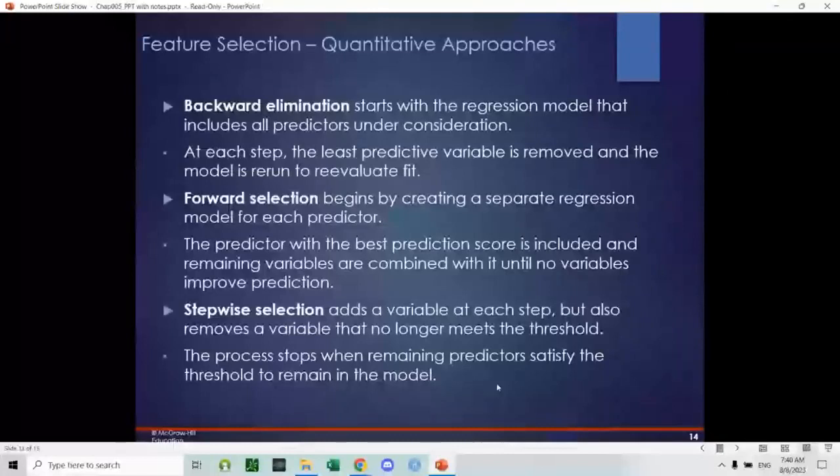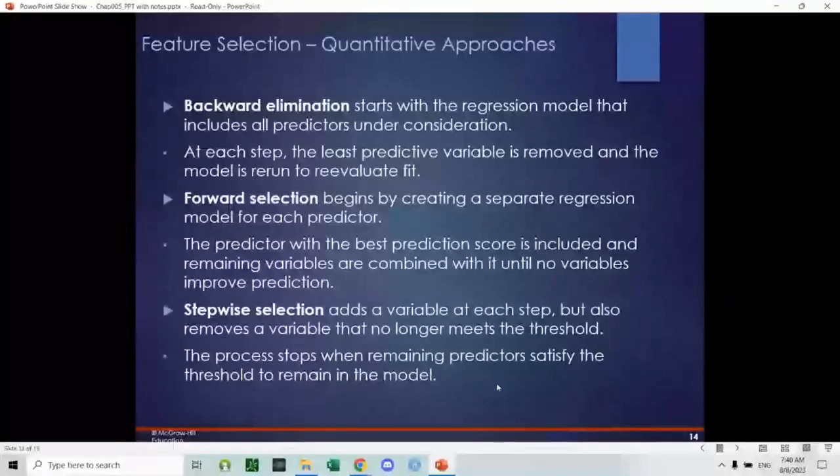Quantitative approaches to feature selection include backward elimination, forward selection, and stepwise selection. That's what I was just talking about. Backward elimination starts with a regression model that includes all predictors, and at each step, a variable is removed, and the model is run again to reevaluate the fit. With forward selection, initially a separate regression model is created for each predictor, and then the predictor with the best score is included, and the remaining variables are combined until no further improvement is seen. Stepwise selection adds a variable at each step, but also removes the variables that no longer meet the threshold. This process ends when the remaining predictors satisfy the threshold and remain in the model.